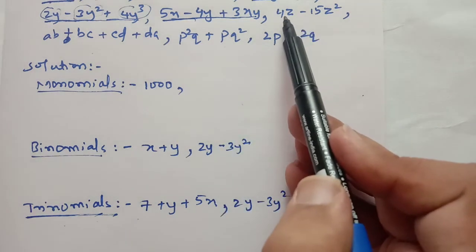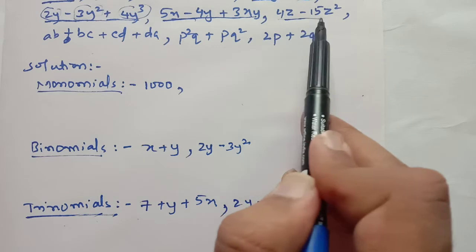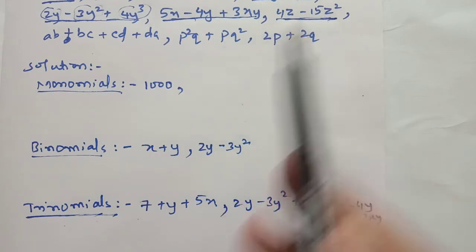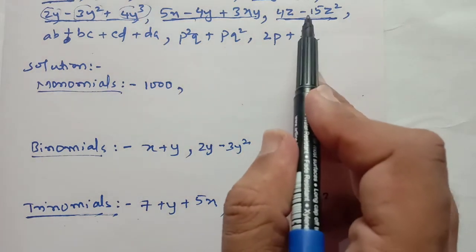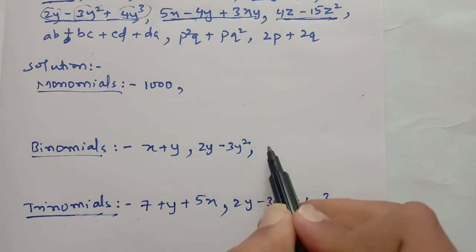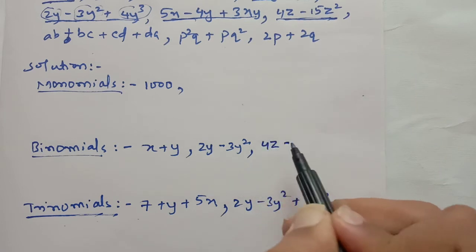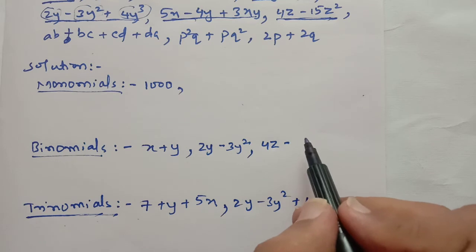Next one, 4z minus 15z square. Here you will see there are 2 terms. If there are 2 terms, we can say this is a binomial. 4z minus 15z square.